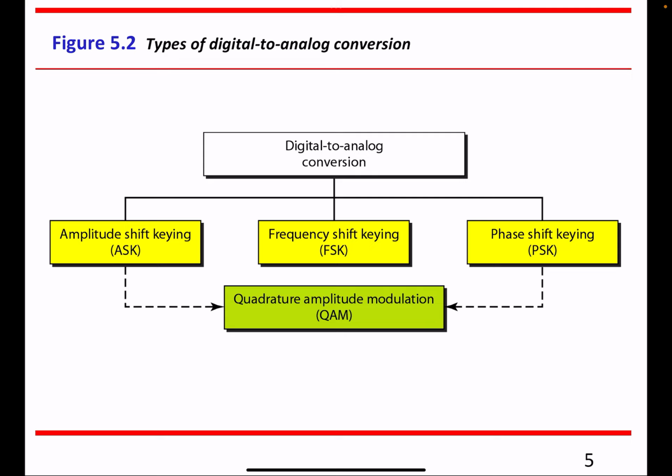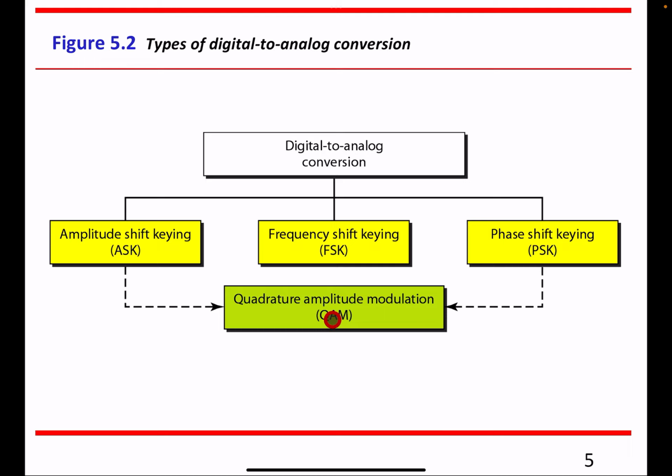Okay. And finally, there is another type of digital to analog conversions that basically use both the amplitude characteristics and the phase characteristics of the analog signal, and combining these two characteristics it represents different types of digital bits. Okay, and this type of digital to analog conversion is known as quadrature amplitude modulations or QAM.